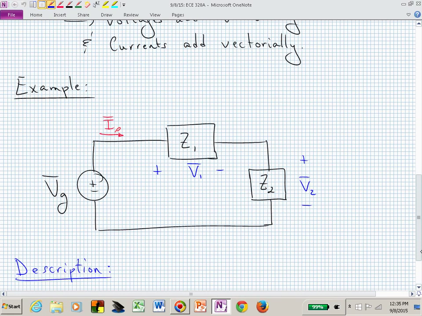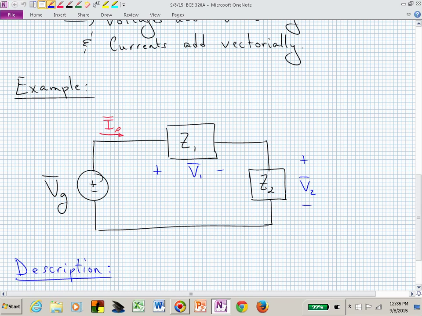Here's the example that we will talk about today. It's a two-load system, Z1 and Z2. We have our source voltage, V sub G. All of these are phasor quantities. Z1 and Z2 can be complex impedances, which means that they may be made up of R's, L's, and C's all lumped into Z1, and R's, L's, and C's all lumped into Z2. We want to now find, essentially, some unknown quantity in this system given particular information with that circuit.